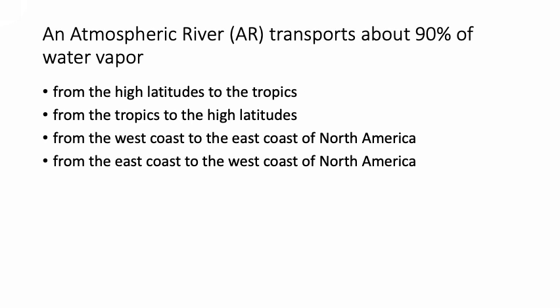When it moves from vapor to liquid, it's releasing that energy. That's why these storms are really energetic, really windy, and really, really wet, because they have a tropical source. And as you know, warm air holds more moisture. So ARs transport about 90% of the water vapor from the tropics to the high latitudes.